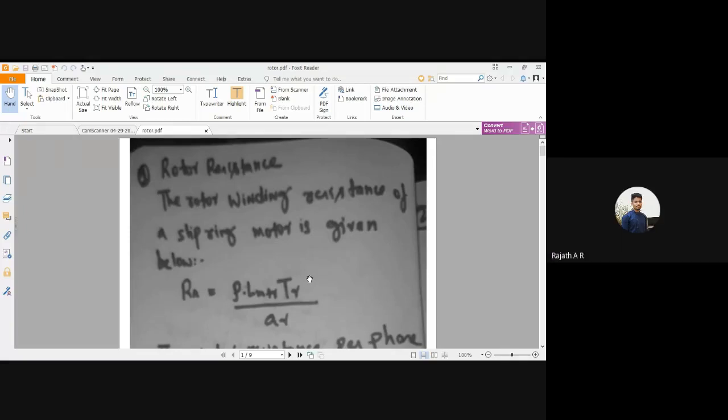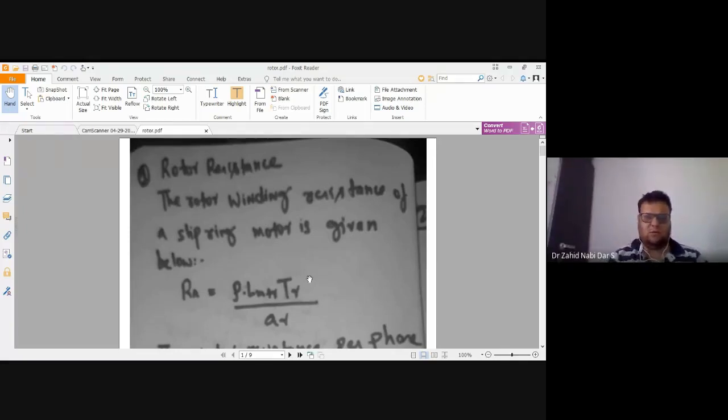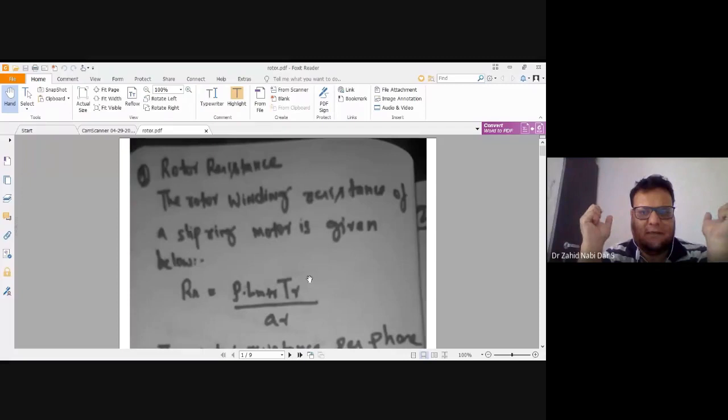So today we are going to study the induction motor. How do we calculate the losses inside the rotor of an induction motor?